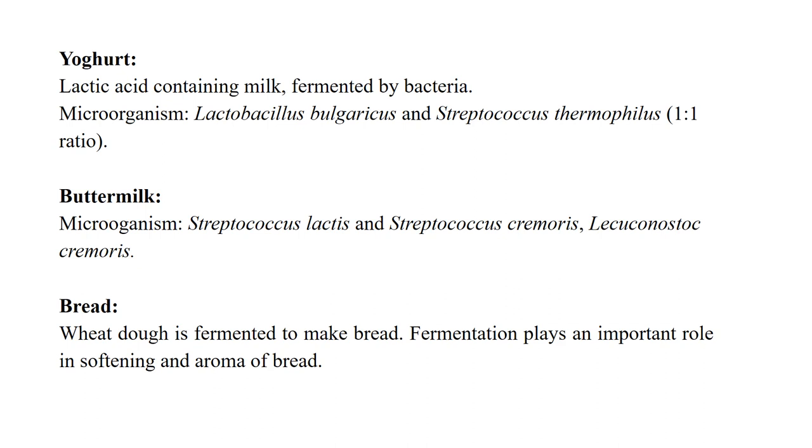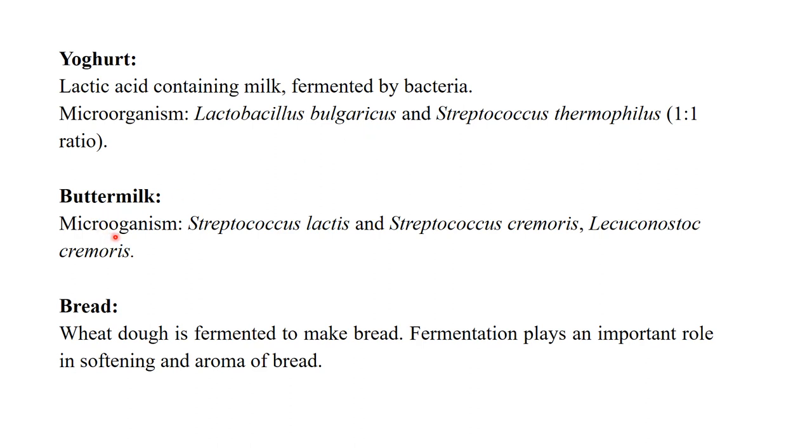As an example, produced by fermentation or industrial biotechnology: yogurt. Yogurt is lactic acid containing milk fermented by bacteria. When the milk is fermented into lactic acid, that is the yogurt. In the milk, the lactose is a type of sugar. Yogurt-converting bacteria like Lactobacillus bulgaricus and Streptococcus thermophilus react on the lactose of the milk sugar and convert the sugar into lactic acid, that is the yogurt.